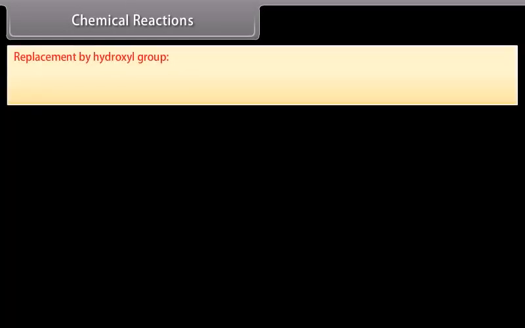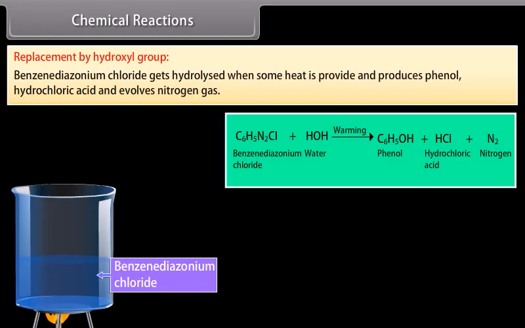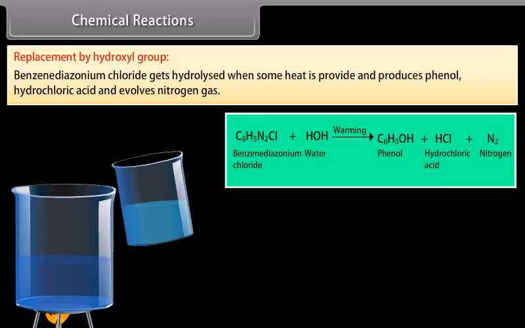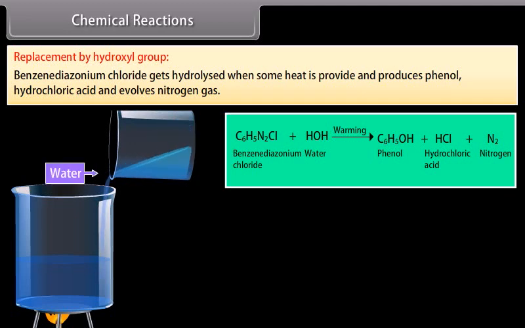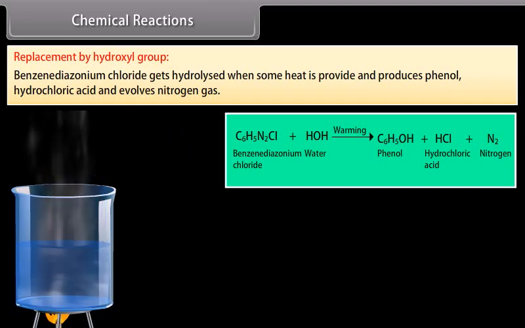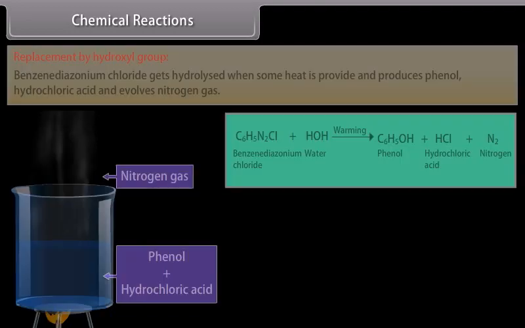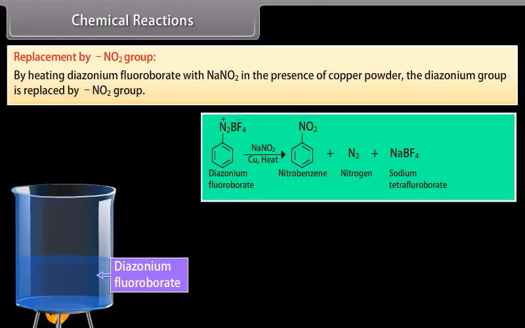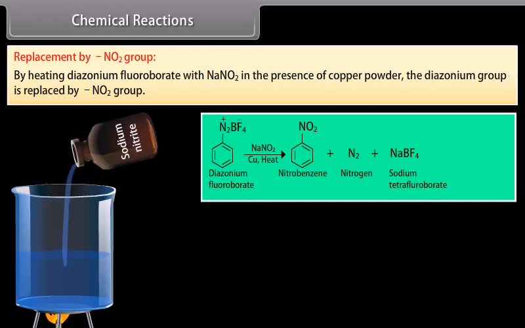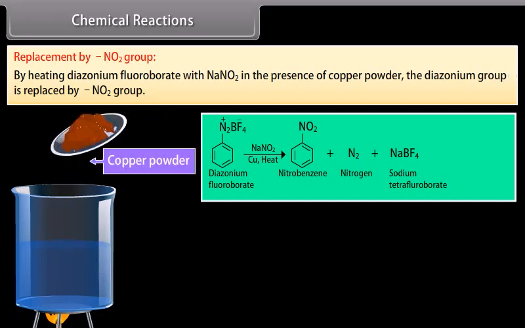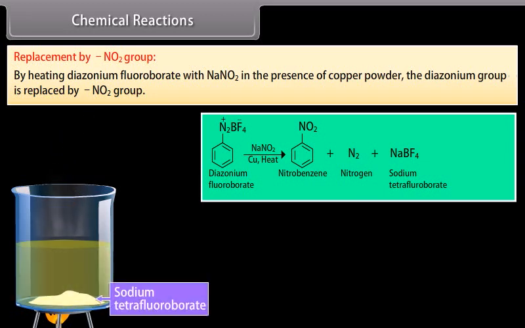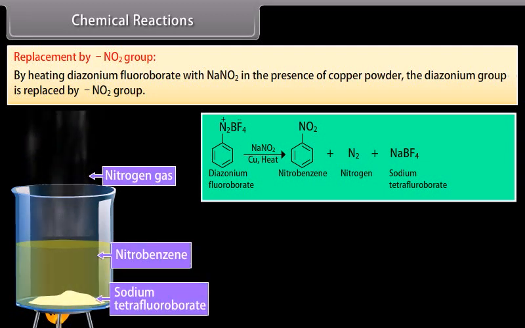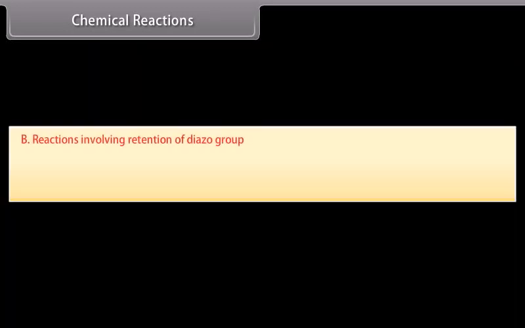Replacement by hydroxyl group. Benzene diazonium chloride gets hydrolyzed when some heat is provided and produces phenol, hydrochloric acid, and evolves nitrogen gas. Replacement by nitro group. By heating diazonium fluoroborate with sodium nitrite in the presence of copper powder, the diazonium group is replaced by nitro group. Reactions involving retention of diazo group.